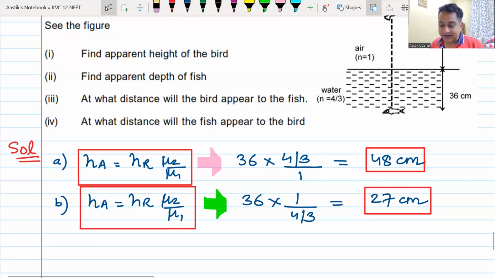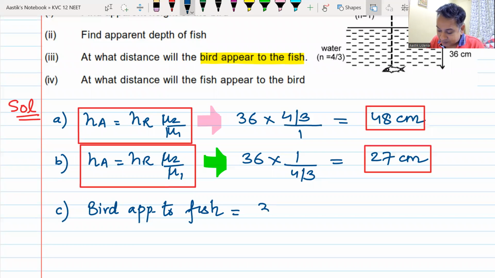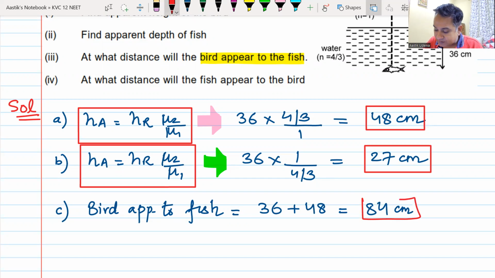Okay, if we are done with this, then the rest is pretty simple, because now we have to find out at what distance the bird appeared to the fish. Bird appears to fish. Fish is in water, at 36 centimeters depth. So 36 is the depth which the fish is actually in, plus whatever she feels is the height of the bird, and that is 48. So 36 plus 48, 84 centimeters. That would be the distance that the bird would appear to the fish.